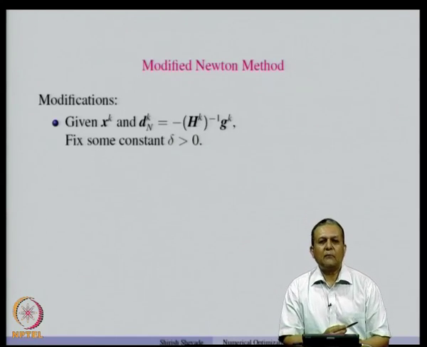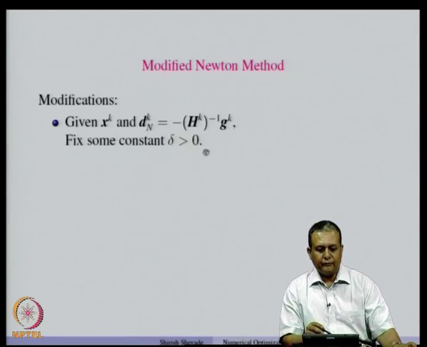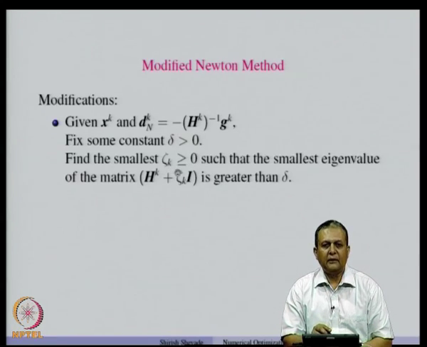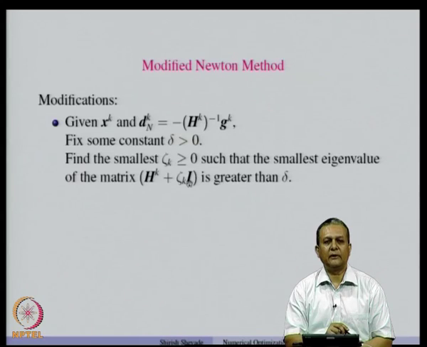Now, suppose we fix some constant delta which is greater than 0 and find the smallest zeta k which is also greater than or equal to 0, such that the smallest eigenvalue of the matrix Hk plus zeta k I is greater than delta. Now, by ensuring that the smallest eigenvalue of this matrix is greater than delta, which is a positive constant, we are ensuring that Hk plus zeta k I is certainly a positive definite matrix.